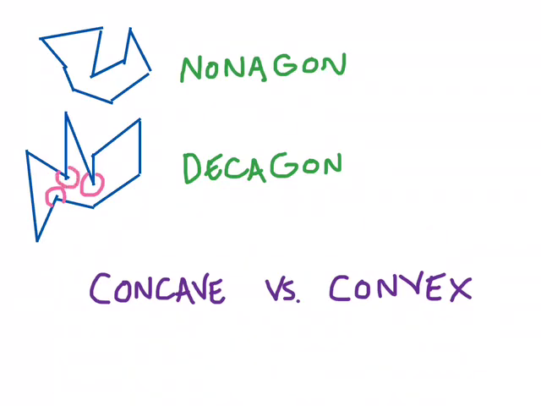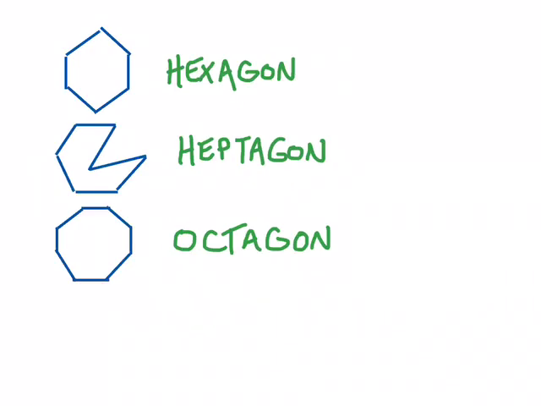Our nonagon also has some reflex angles going on. Looks like this might be bigger than 180. This is certainly bigger than 180. So it's also going to be concave. On the other hand, our octagon has absolutely no reflex angles. There's nothing I can find here that is going to be bigger than 180 on the inside. So it's going to be convex. Our heptagon has that pushed-in angle here, so that seven-sided shape is also concave.